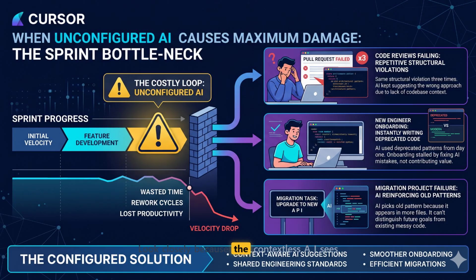Why? Look closely. Because the contextless AI sees V1 in 900 files and V2 in 90, so it logic checks that V1 must be the dominant standard for our repository. It doesn't know our architectural goals, it just counts files. And the final cost, check the box at the bottom. That is when our entire team velocity hits the wall.